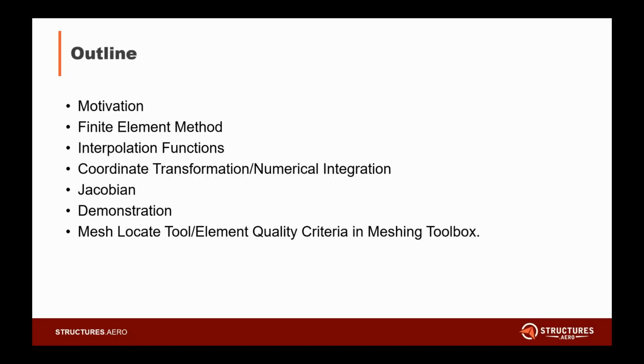As a brief outline, we're going to talk a little bit about the motivation behind why element quality is important. Then we'll discuss a specific element quality known as the Jacobian and how that relates mathematically to the finite element process. And then we'll do a demonstration in Femap.